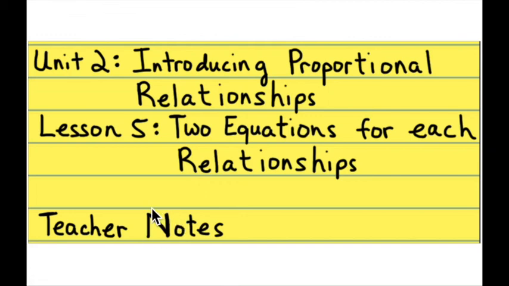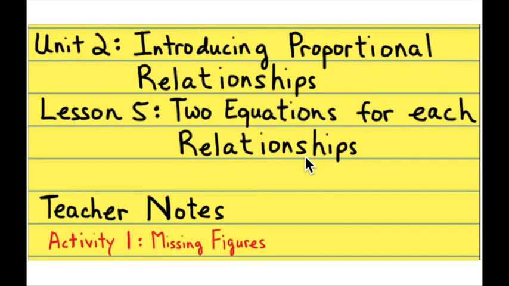These are notes for Unit 2, Introducing Proportional Relationships. This is Lesson 5, 2 equations for each relationship. For each, it should be relationship, not relationships. And there are 2 equations. There are 2 properties in these proportional relationships, and there are 2 equations that you can write based on those 2 properties, and we'll get into that.